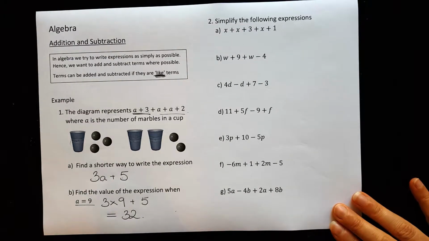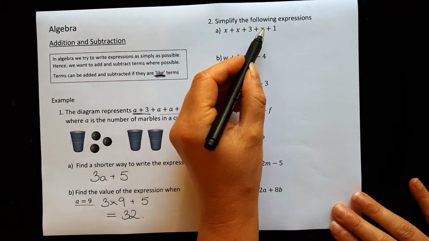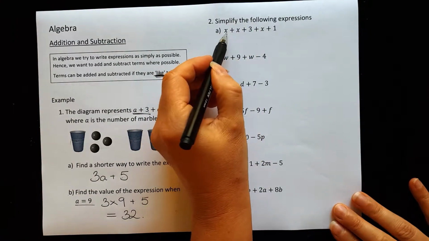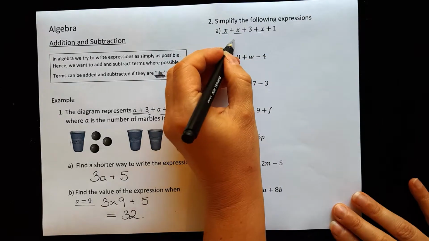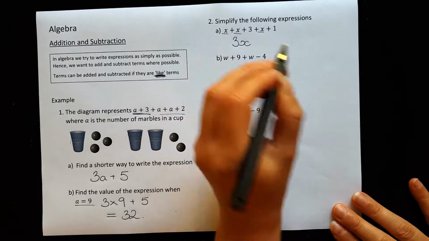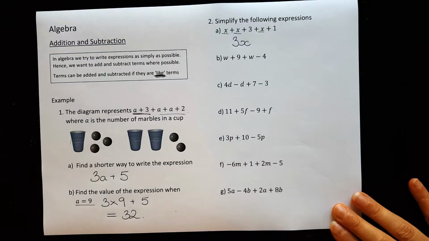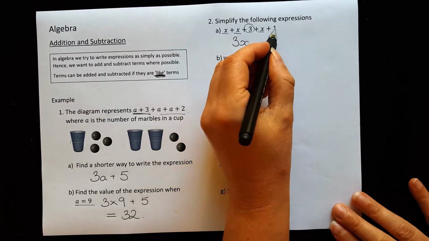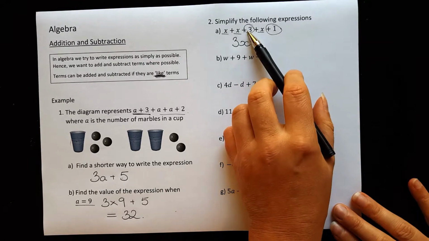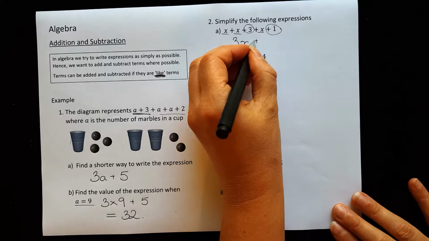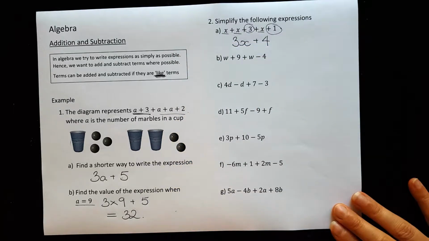Remember that we can add things together if they are like terms. So the x's are all like terms. x plus x plus x altogether means there are 3 x's, so we can write that as 3x. The other two don't have any x's with them, so they're different, but we can add them together separately. 3 plus 1 is 4. So my simplified expression is 3x plus 4.